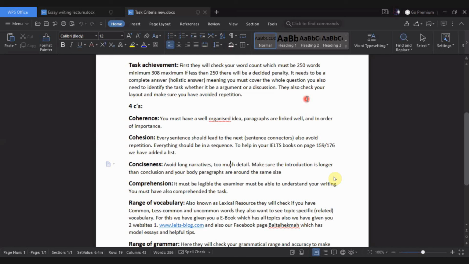So meaning, first, it's a paper-based test. It has to be legible, wherein the examiner would be understanding your writing, not just to read your writing, but also to understand the main point of your essays, of your letters, of your report writing. They're also going to check and see in this part whether you have understood the task.